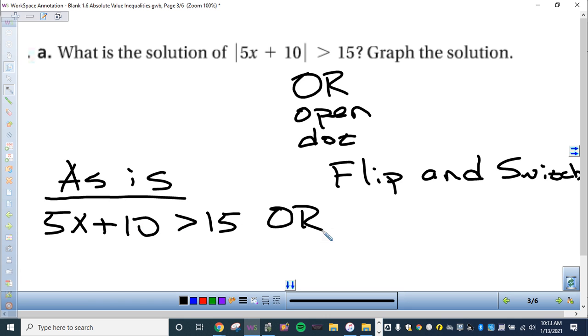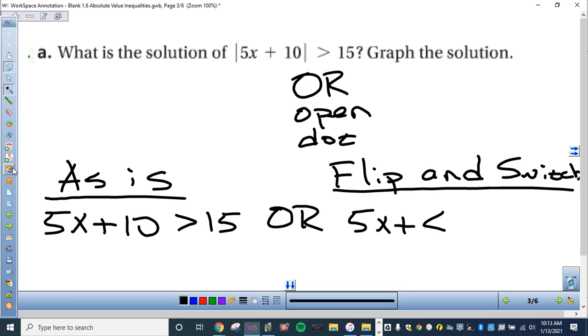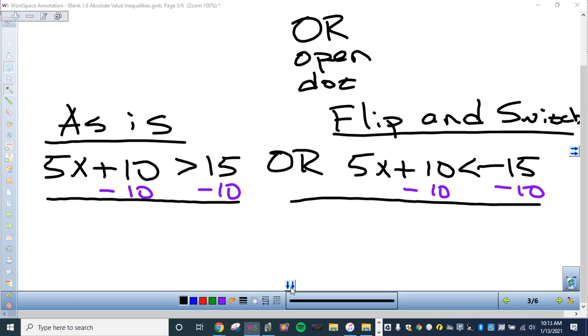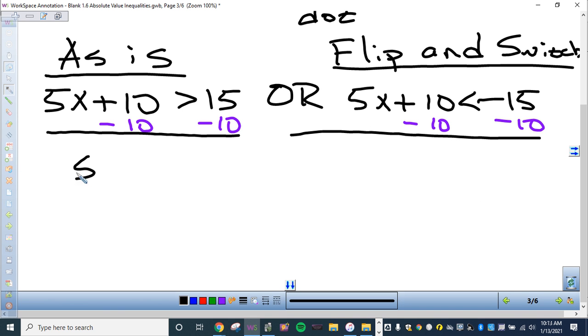So we have an OR here, flip and switch. We get 5x plus 10 less than negative 15. So subtract 10 from both sides. On the left equation, we get 5x is greater than 5. On the right equation, we get 5x is less than negative 25.